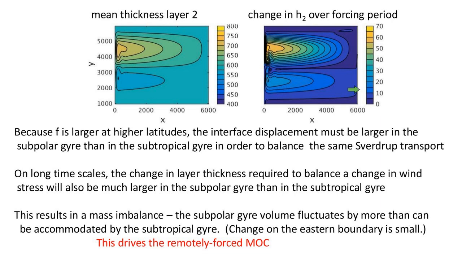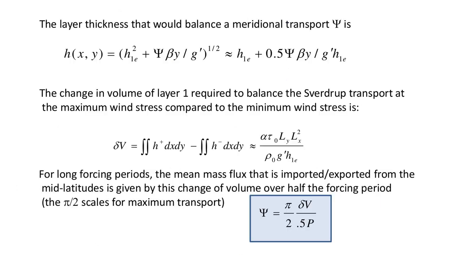Also in this figure, you can see that the change in layer thickness along the eastern boundary is very small. So I'm going to assume that's constant. It's not quite, but it's pretty small. Okay, so if we just look at the layer thickness, this is now layer 1 thickness, that balances a transport psi, it looks like this. Psi is a function of x now. If we assume that this quantity is small, it's approximately given by this. This quantity being small says that the interface displacement is small compared to the mean layer thickness, or layer thickness on the eastern boundary.